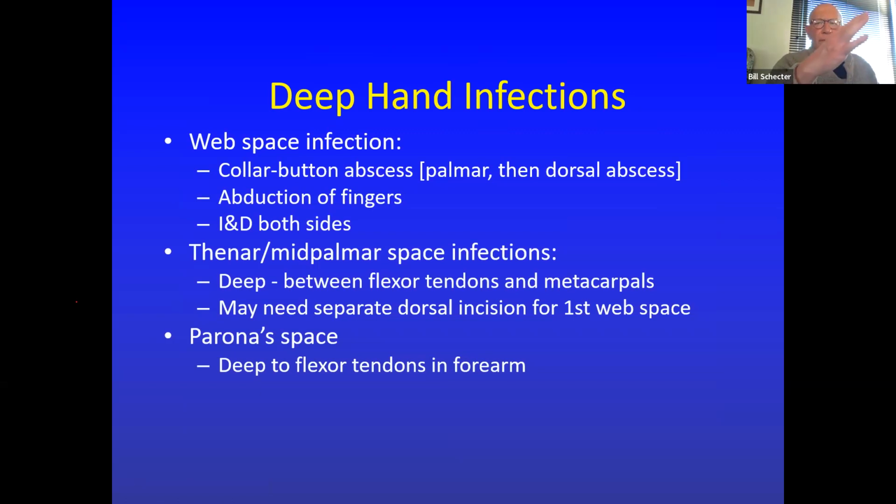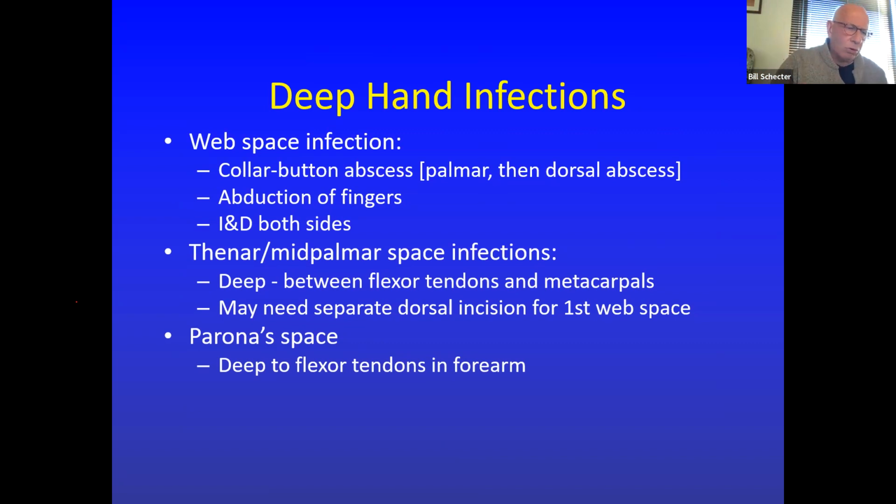Then you can, of course, get deep infections in the interosseous muscles between the metacarpals, in the thumb-index finger web space, where you've got the first dorsal interosseous muscle, and then of course the infection sometimes can track all the way up in the forearm.